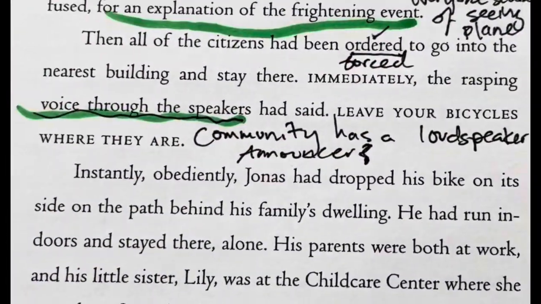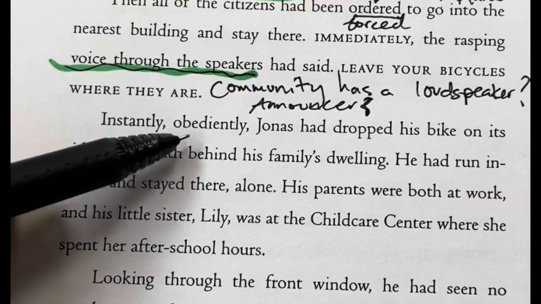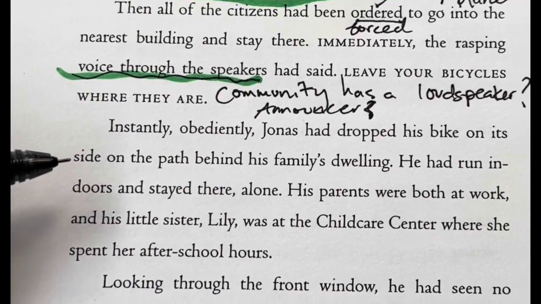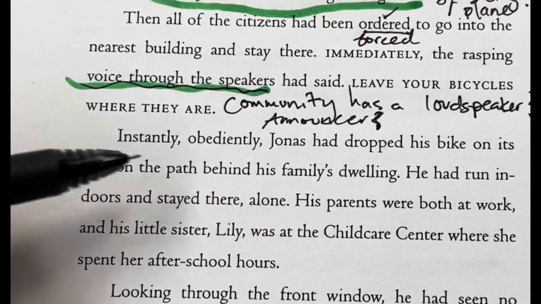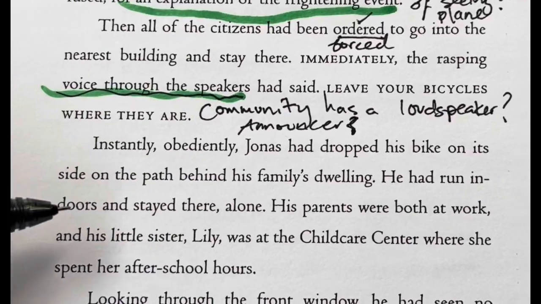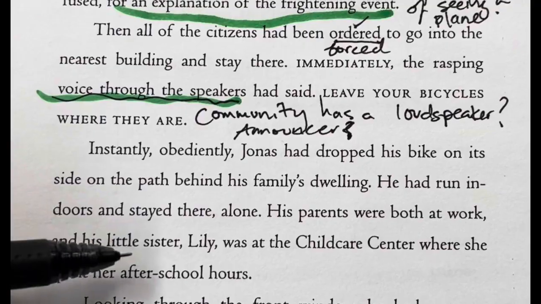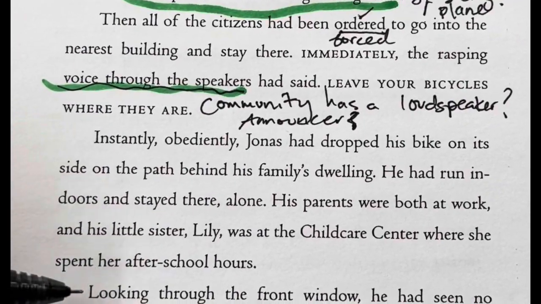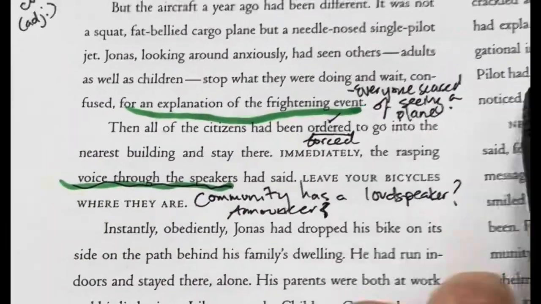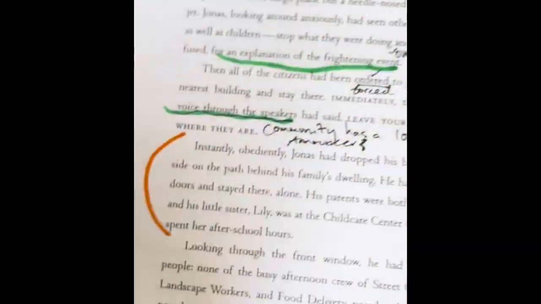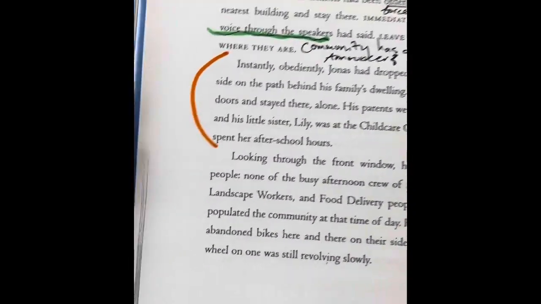They were told. Instantly, obediently, Jonas had dropped his bike on its side on the path behind his family's dwelling. He had run indoors and stayed there alone. His parents were both at work, and his little sister Lily was at the child care center where she spent her after school hours. Because we just got more names, we have information about Jonas's family.